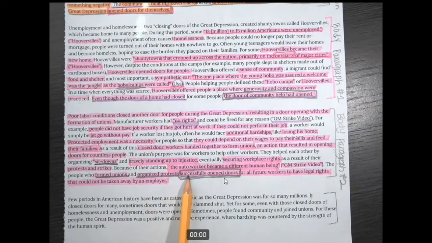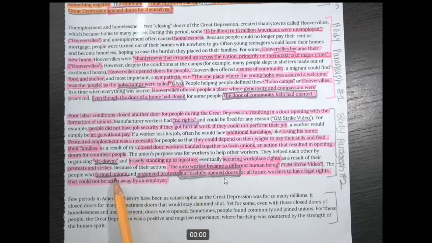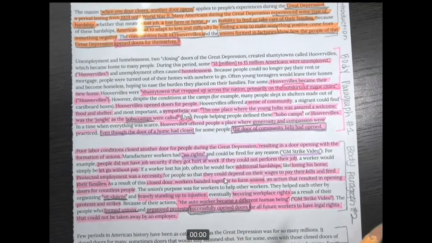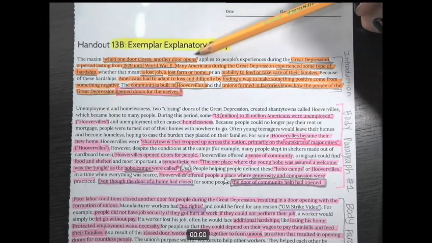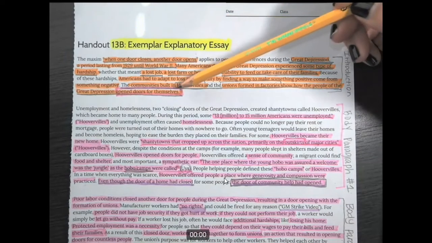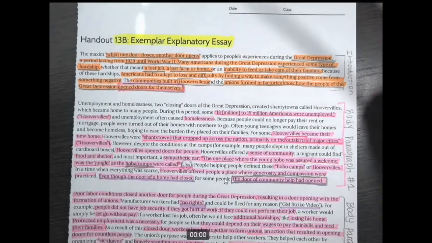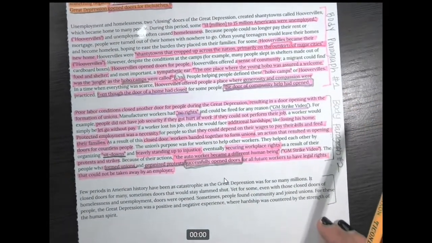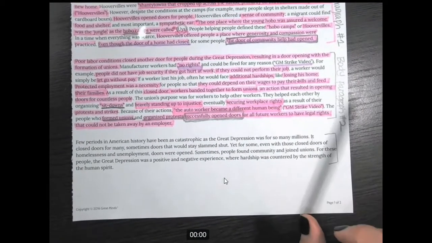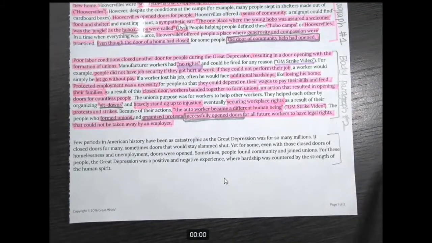So at the very end of this body paragraph number 2, notice how the formed unions and the organized protests successfully opened doors for people. So going back to our very beginning in the introduction, reinstating our main idea in both of those paragraphs. So that is really important. You always want to make sure that you try to do your best when it comes to restating your essential idea. So now we're just going to quickly close this off with our conclusion.